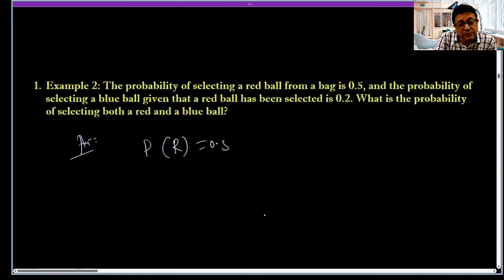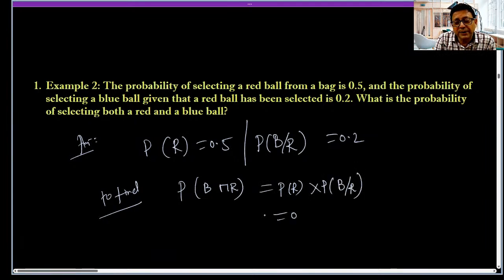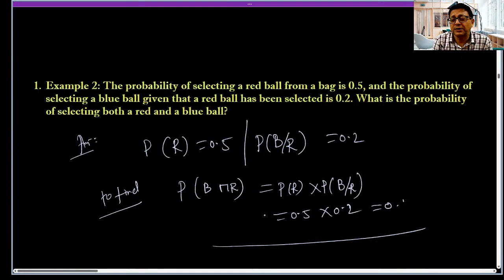Probability of red ball is 0.5. Selecting blue ball given that red is 0.2. To find the probability of both, P(R) multiplied by P(B|R). P(R) is 0.5, times 0.2, this is 0.1. Clear? Hope you have understood. Just read the statement and proceed accordingly. So three different types of sums I have solved here.